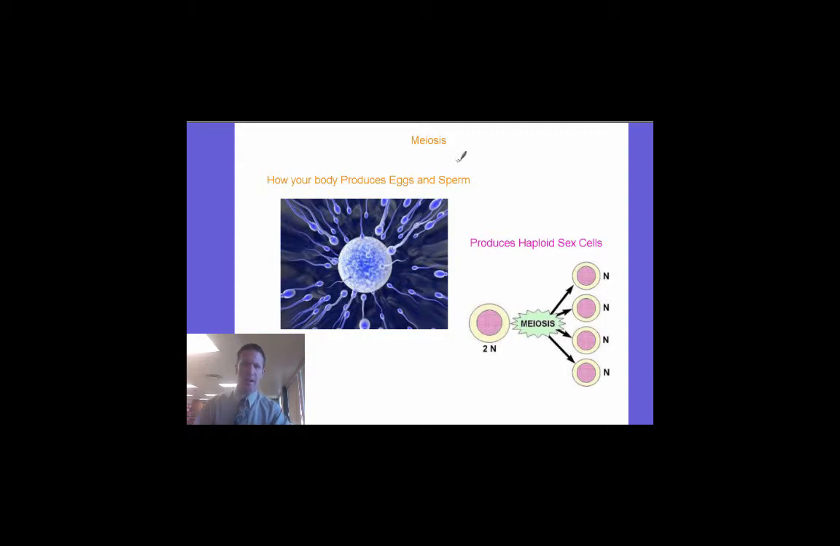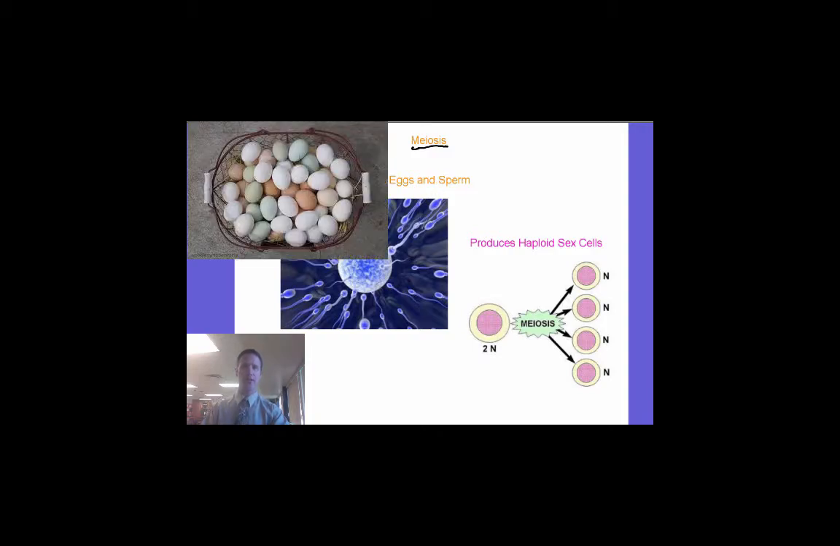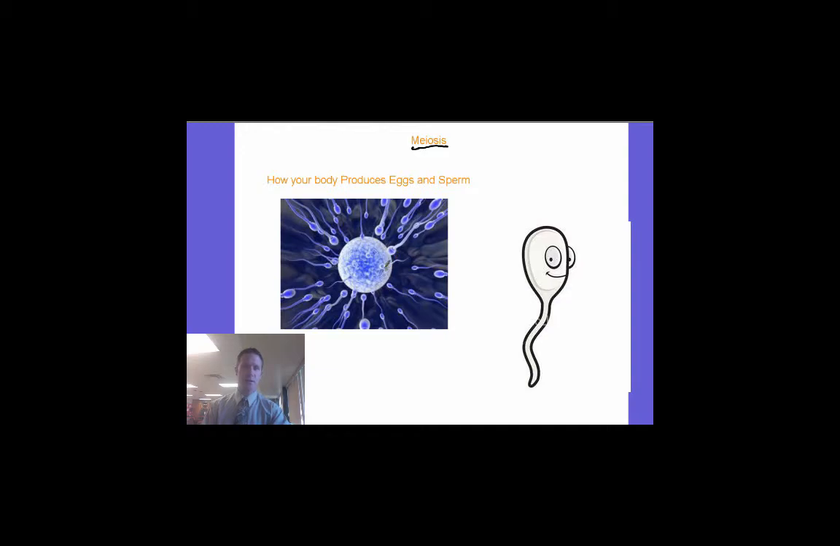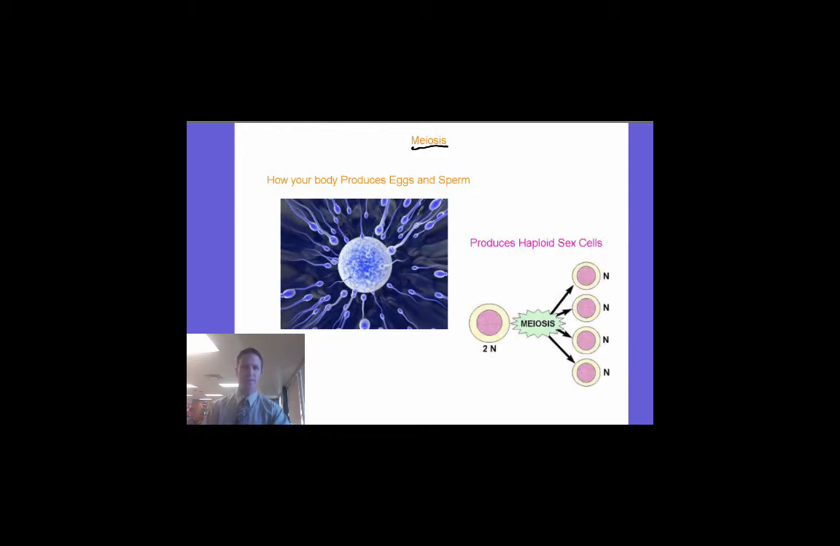All right, meiosis is a process you learned a long time ago, and I'm going to cut to the chase. Meiosis, really simple, is how your body produces eggs and sperm. So we produce eggs and sperm all the time, and here's the promised land: a gazillion sperm trying to get into the one egg.